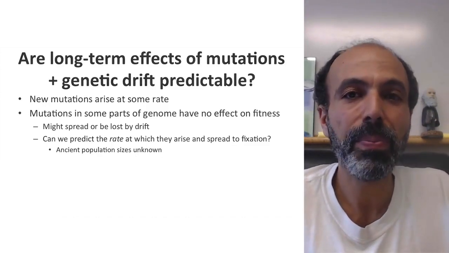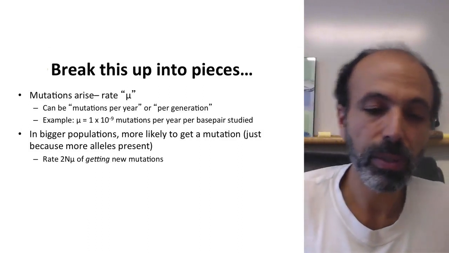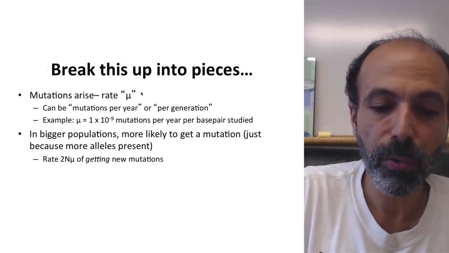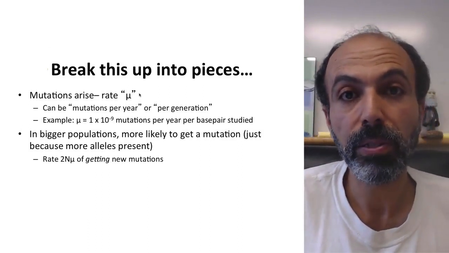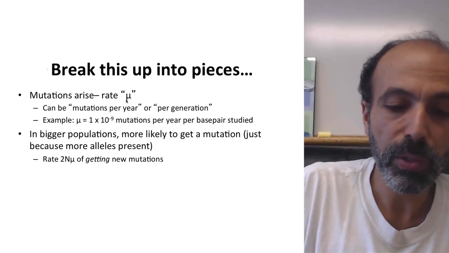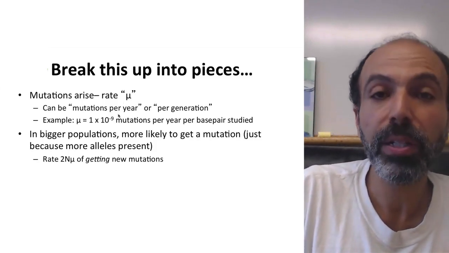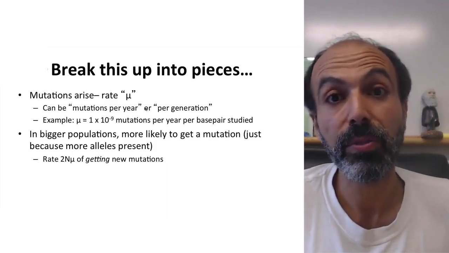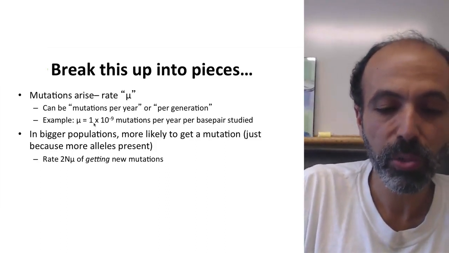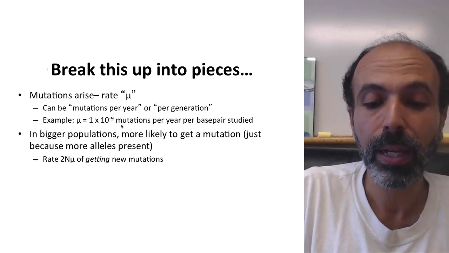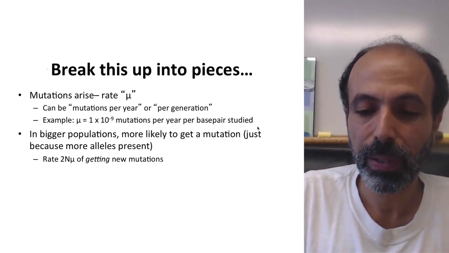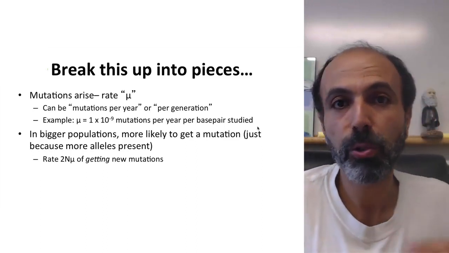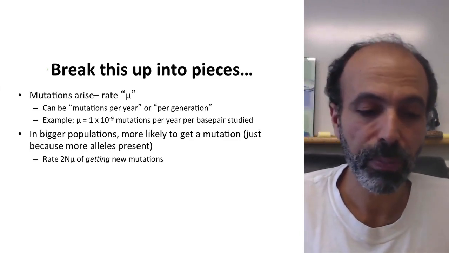Well, let's break this up into pieces. So mutations are arising, and let's say they arise at a rate which we'll refer to as mu. Right? This is the Greek letter mu. So this mu can be measured perhaps as mutations per year or as mutations per generation. We'll focus primarily on the per year side of this video. So let's imagine that our mutation rate is 1 times 10 to the minus 9 mutations per year per base pair studied. That's not a crazy estimate. That's about what you'd expect to see.